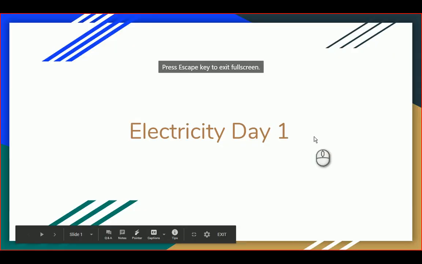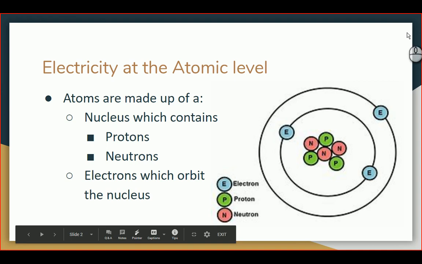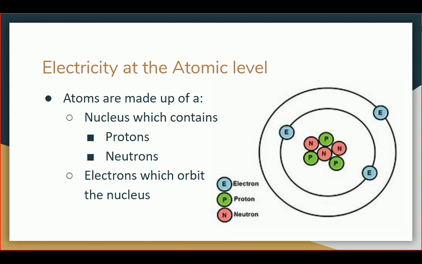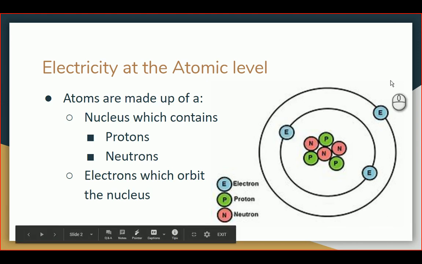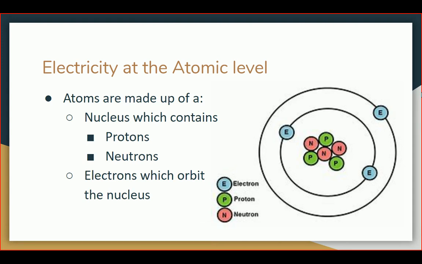So, electricity, day one. At the atomic level, electricity depends on mainly the electrons, but I also want you to be aware that in the nucleus, that's the center of the atom, there are protons and neutrons. Those two things tell us what kind of element it is. So, for example, this right here with 3 protons, this would be lithium. And the electrons orbit outside the nucleus, and those are the particles that can actually move to create electricity.